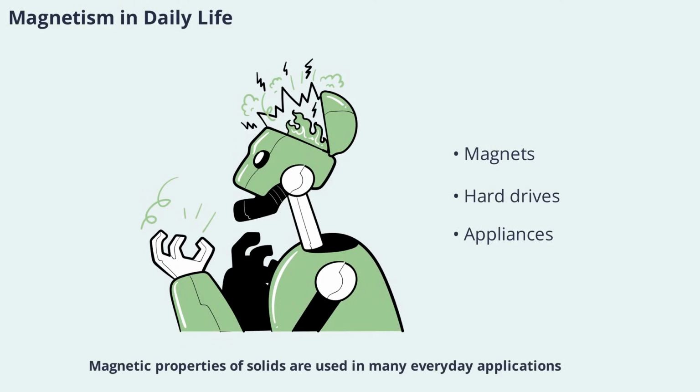Magnetic properties of solids are used in many everyday applications. From the magnets on your refrigerator to the hard drives in computers, ferromagnetic materials play a crucial role. Understanding how different solids respond to magnetic fields helps us design better tools, appliances, and electronic devices.